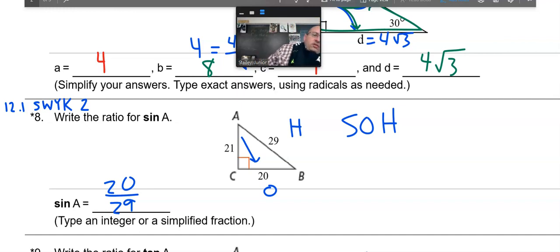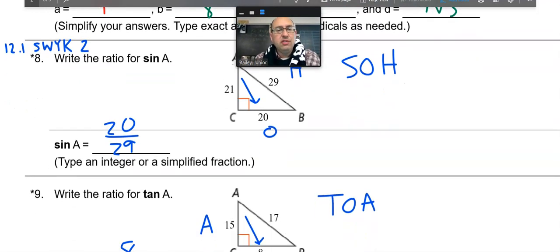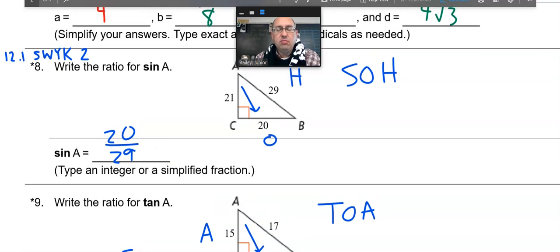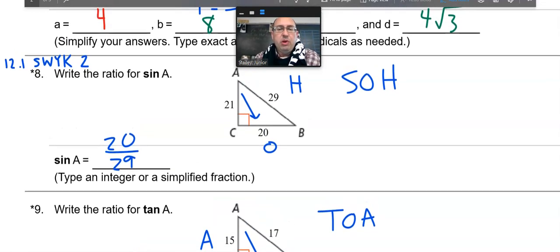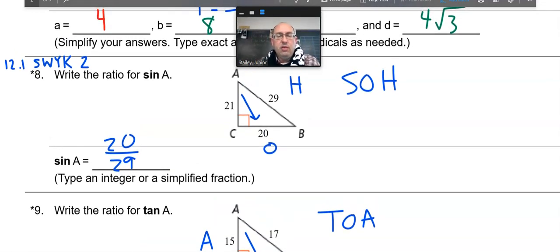All right, we're on week 12, section 1, Swyk 2, talking about more trigonometric ratios. If you haven't guessed, some of this is review for you. Then we'll move into some newer stuff, but it's all build up for what's happening next week and the week after.